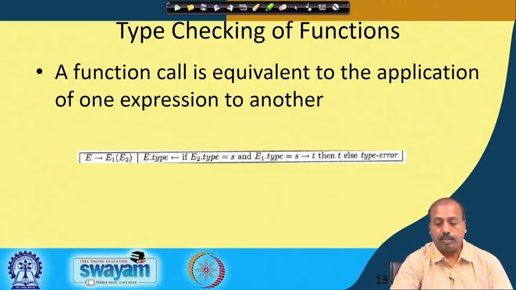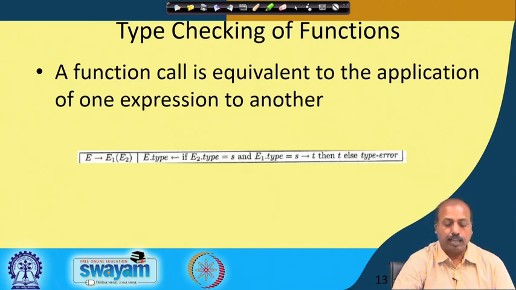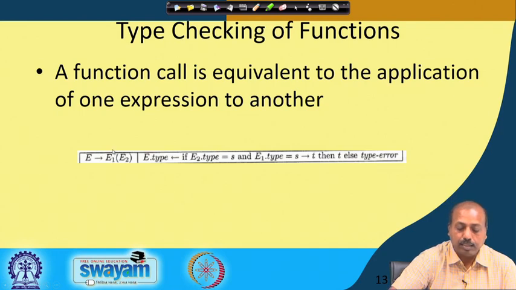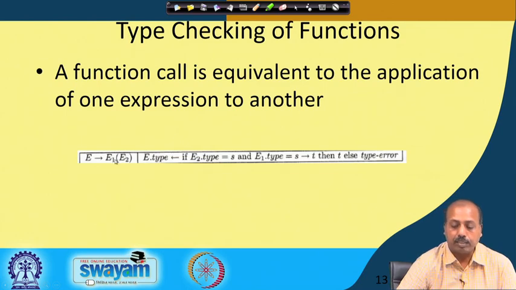Now, type checking of functions. If we have something like E producing E1(E2), then E1 is a function call. E1 is expected to be some ID or so, and E2 is expected to be the parameters that we are passing. So, E.type is T if E2.type equals S, and E1.type is S to T.